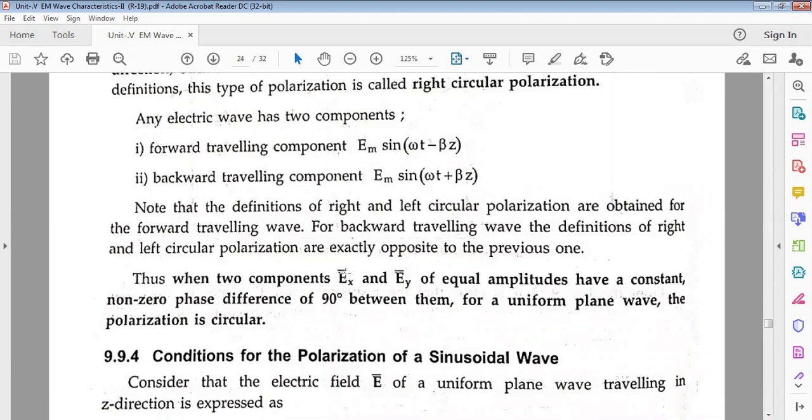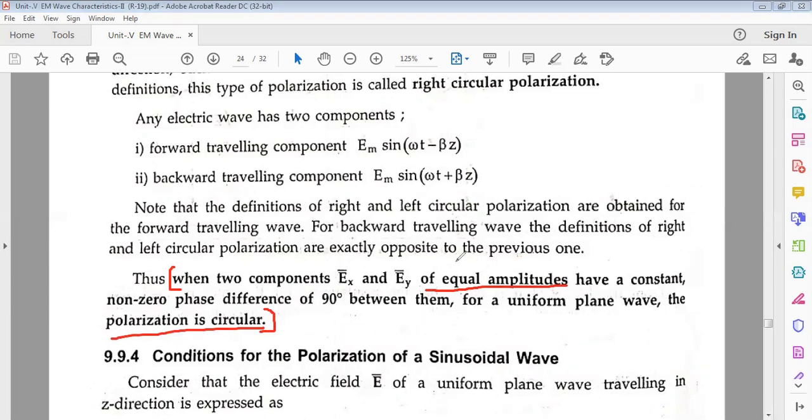Thus, remember my dear students, the definition here: when the two components E_x bar and E_y bar of equal amplitudes have a constant and non-zero phase difference of 90 degrees between them, for a uniform plane wave, the polarization is circular polarization.